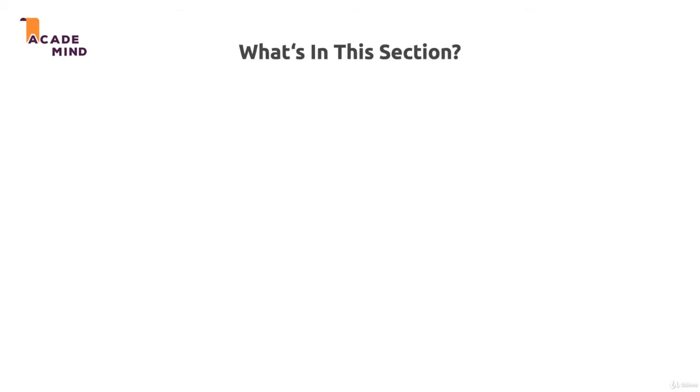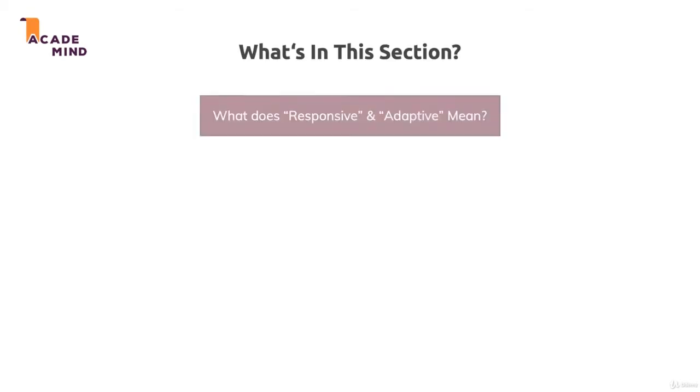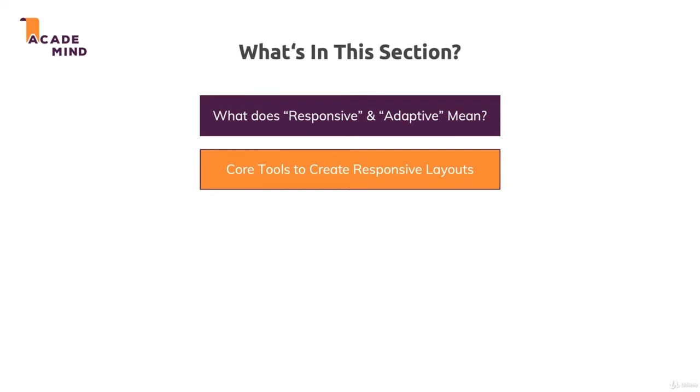In detail in this module, we'll therefore have a look at what exactly responsive and adaptive means and what it means in the context of developing Flutter apps. We'll have a look at the core tools you get by Flutter to create responsive layouts. And of course, we'll not just have a look at these tools, we'll actively use them to turn our existing app, which we built in the last course section, into a responsive app that actually looks a bit different and feels a bit different on different device sizes.